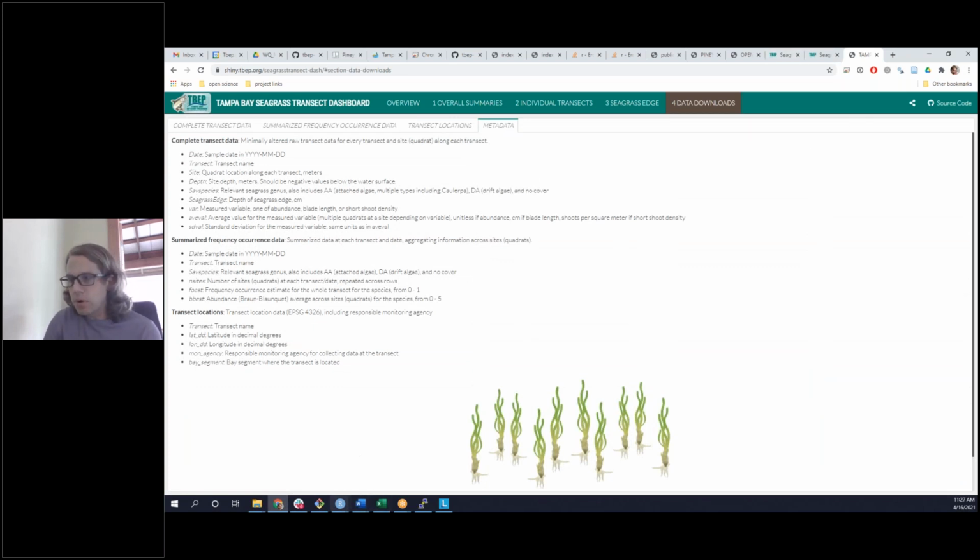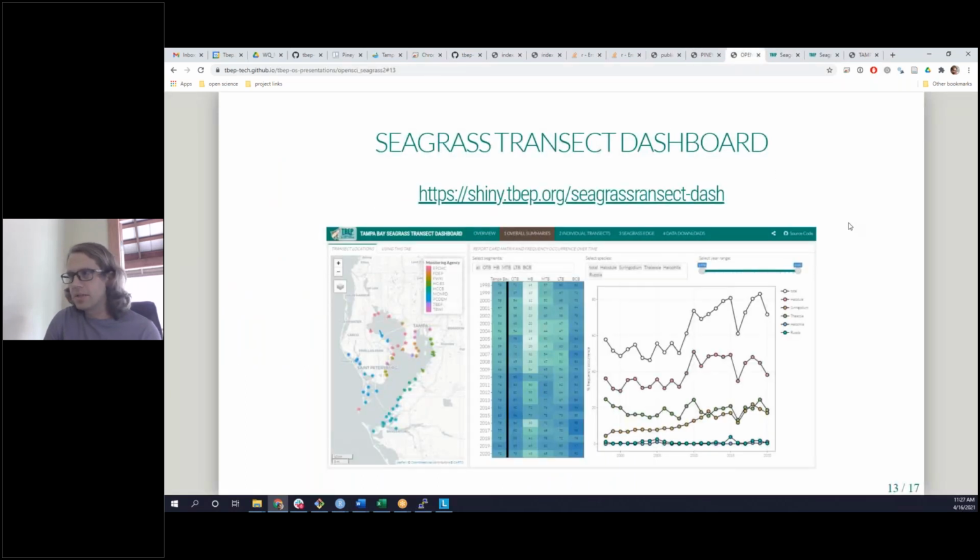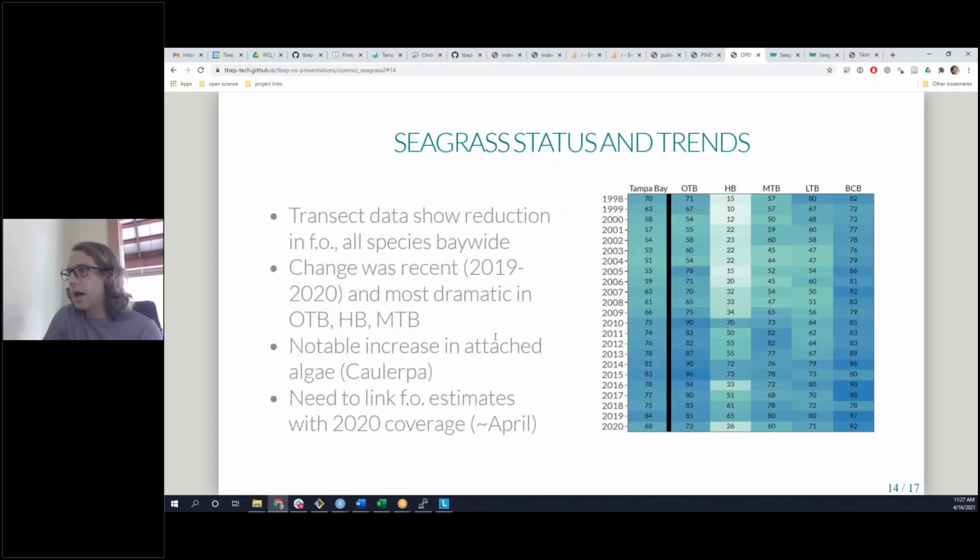So that's the dashboard. It's a work in progress. It's a fairly new product. We're making changes to these things as we get feedback from folks on how useful it is. But that's there for your use. And again, I want to emphasize not only the availability of these products as they're newly coming out for you guys, but also some of the interesting trends we're seeing.